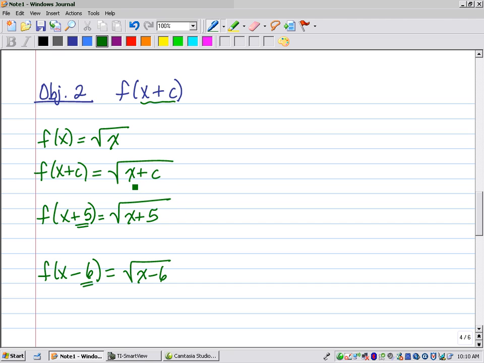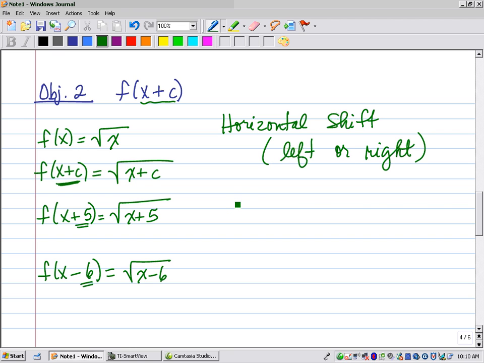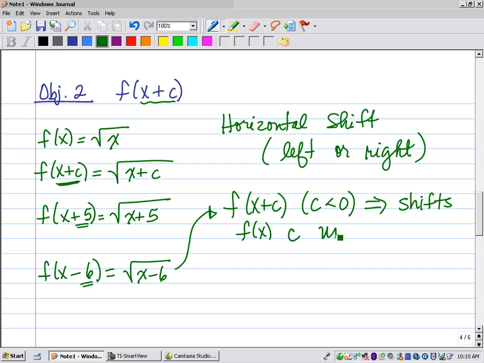And so whenever we have a change of this form, we sometimes call that an inside change, right? Because we're changing the value of x before the function is applied to it. This is going to be a horizontal shift, left or right. And in fact, we'll say this, for f of x plus c, where c is negative, in this case, this shifts f of x c units to the right.